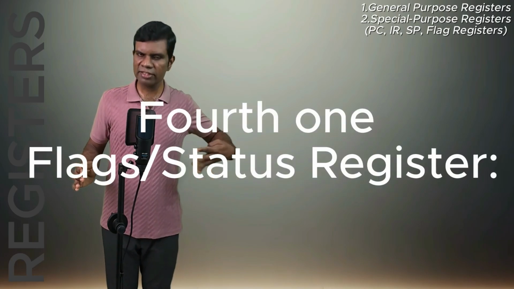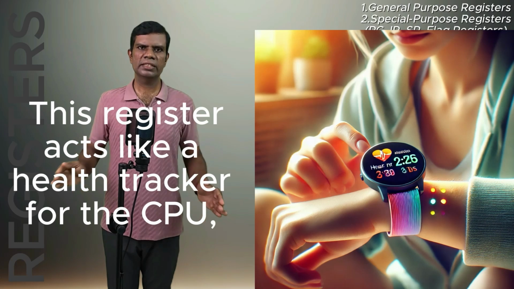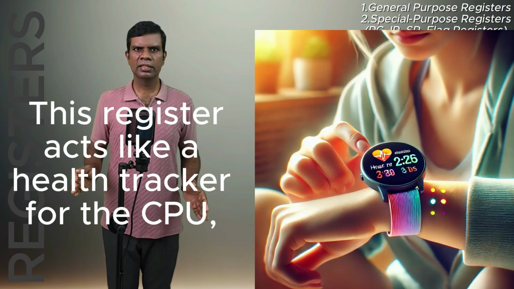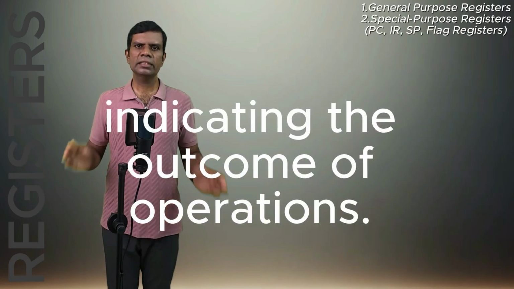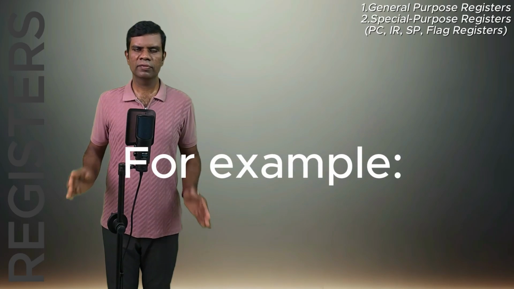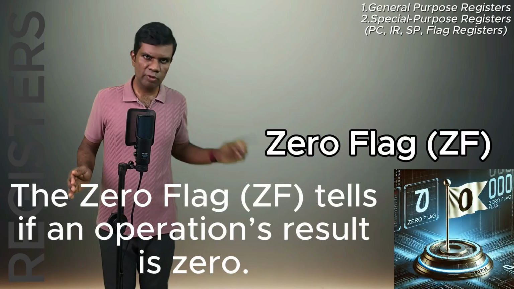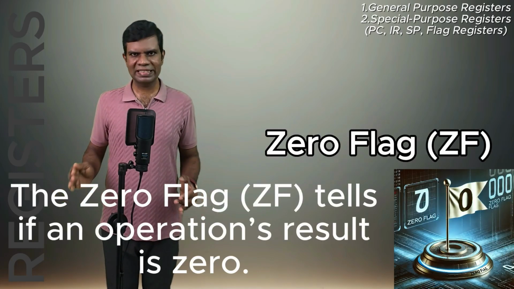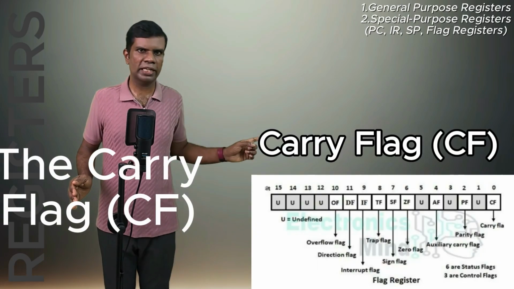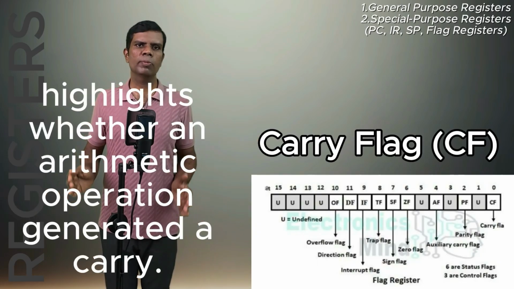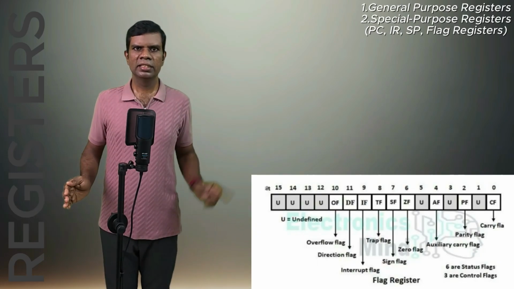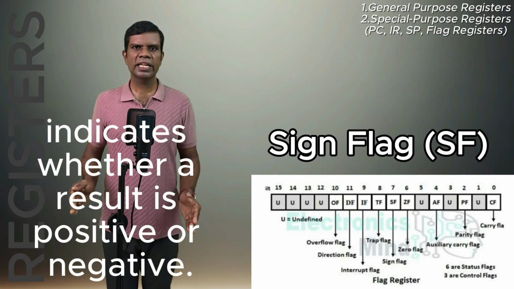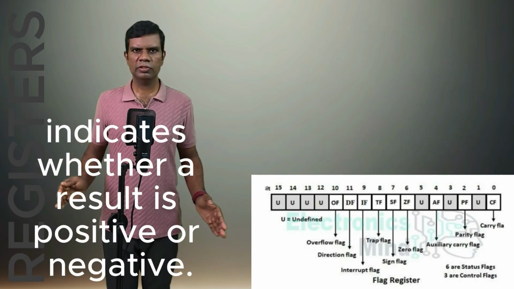Fourth one, flags or status register, the monitor. This register acts like a health tracker for the CPU, indicating the outcome of operations. For example, the zero flag tells if an operation's result is zero. Carry flag highlights whether an arithmetic operation generated a carry. Sign flag indicates whether a result is positive or negative.